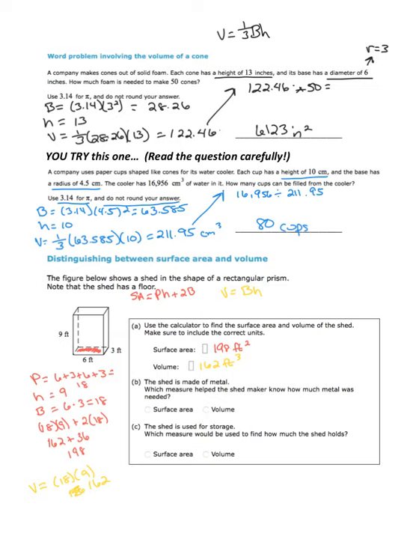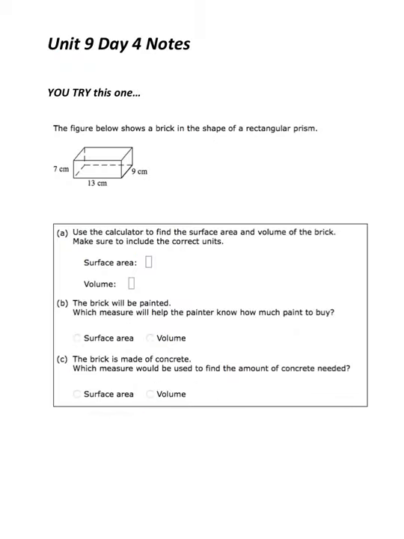Let's analyze the next question. The shed's made of metal. Which measure tells the shed maker how much to use? Surface area or volume? Well, are we filling the shed? We are not. So that would be surface area. So C, which measure shows how much it can hold? Volume. That was pretty easy, wasn't it? Let's go to the next one.